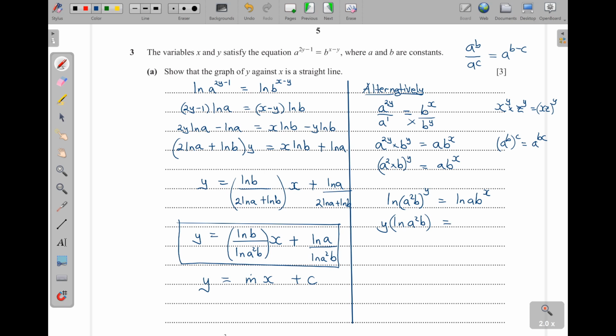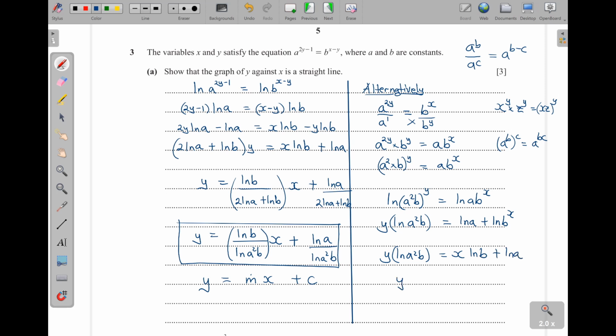Then this one is equivalent to, since this is a multiplication of two terms, in logarithms it comes from addition of logarithms. So natural log of a, then plus the natural log of b power x. Again, this one can come down here, okay? So meaning we have y natural log of a squared b. Then this one is equal to, let me even write this one first, okay? X, then natural log of b, then plus the natural log of a.